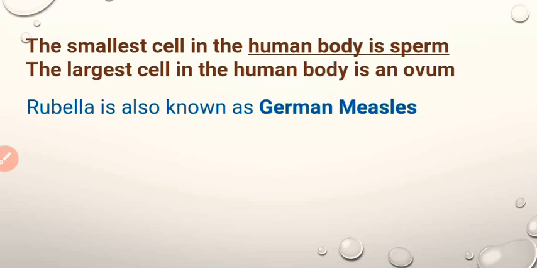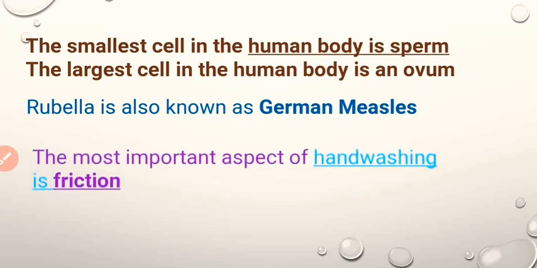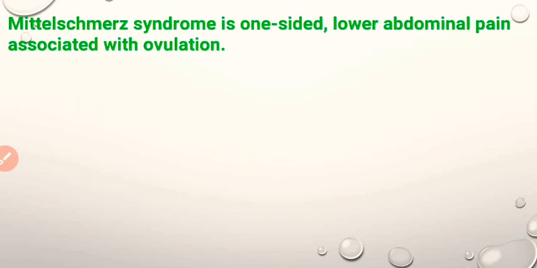Next, rubella is also known as German measles. Next, the most important aspect of hand washing is friction. Next, Mittelschmerz syndrome is one-sided lower abdominal pain associated with ovulation. So Mittelschmerz syndrome is a mid-cycle pain, and it mainly occurs during ovulation.